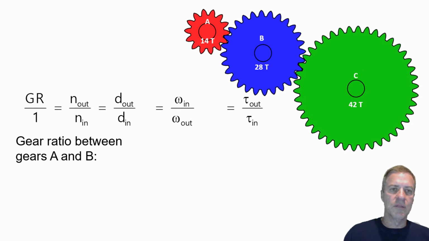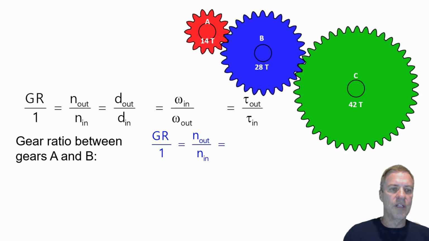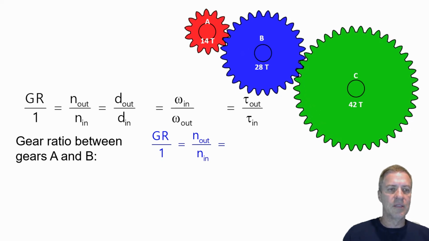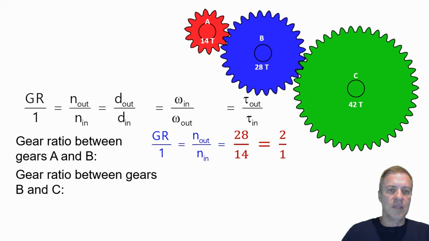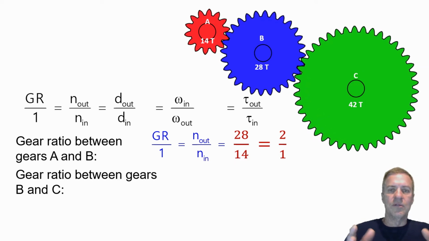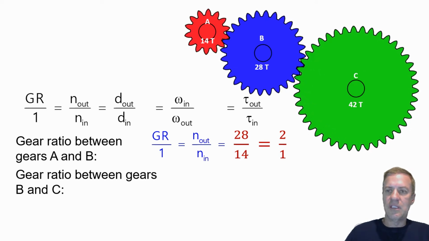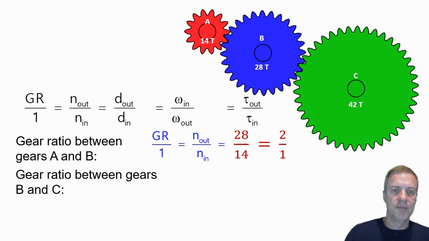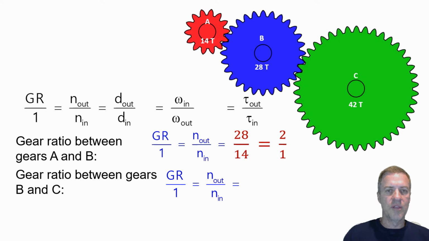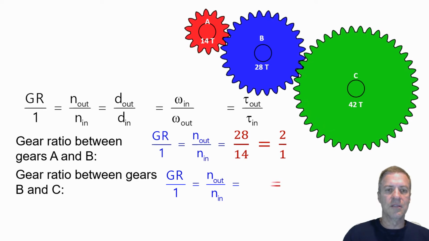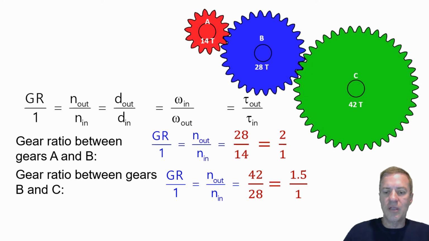So if we look at this gear setup, again, the gear ratio between A and B, we've got out over in, and on this setup we're looking at A is our input, C is our output. Okay, so we get a gear ratio of 2:1. If we look at between B and C, 42 divided by 28 is actually 1.5:1.